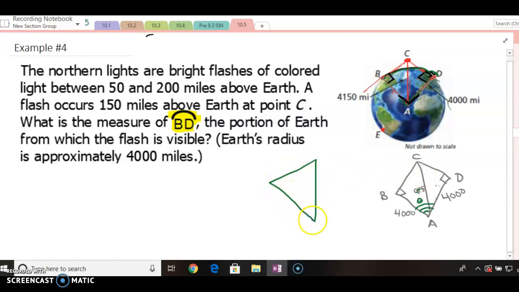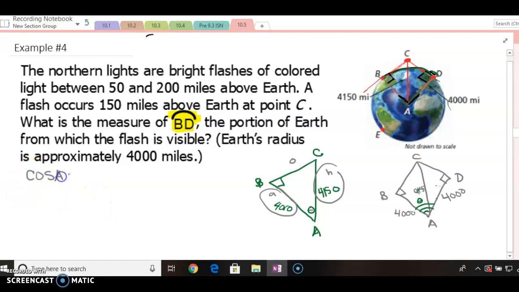So this is my C, this is my B, this is my A, 4,150, 4,000, and this is part of my central angle. Okay, now let's go back to trig. Just because we're done with that chapter doesn't mean we can forget about it. I want to know this angle's measure, so I could use an inverse trig function. So this would be opposite, hypotenuse, adjacent. I have my adjacent, I have my hypotenuse, so SOHCAHTOA, adjacent hypotenuse goes to cosine.